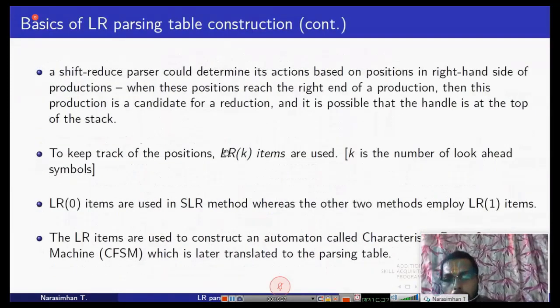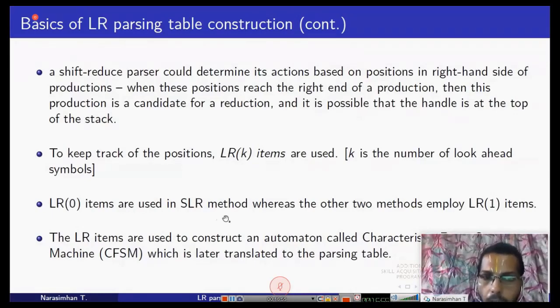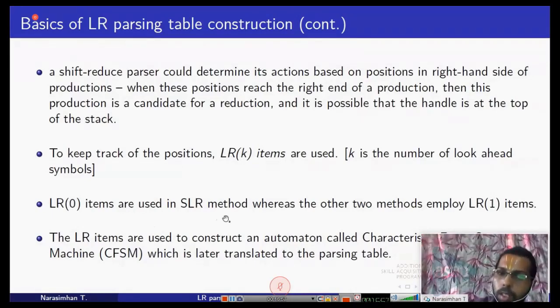So to keep track of the positions in the right hand side of a production, you will be using the concept of LR items. Don't worry, we will see in detail what these items are soon today itself. But just as an introduction, I'm telling this: LR0 items are used in the SLR method, and the other two methods employ LR1 items.